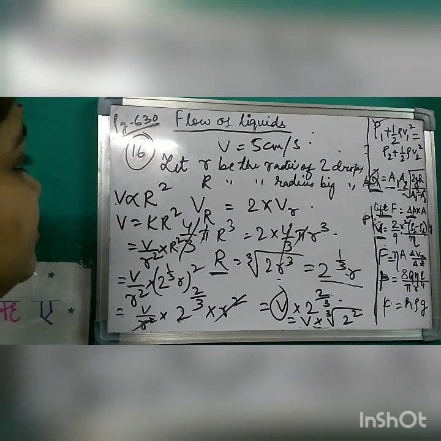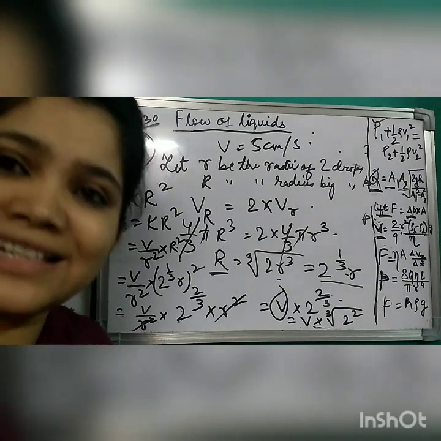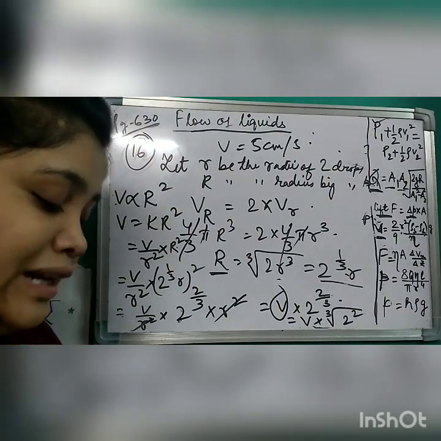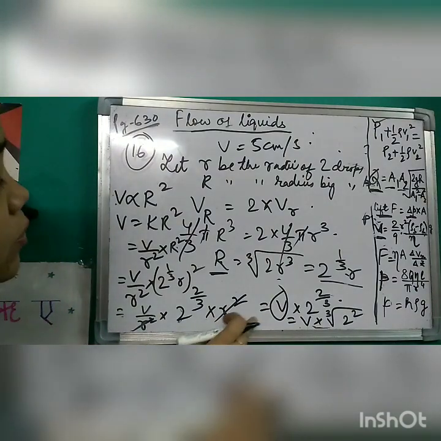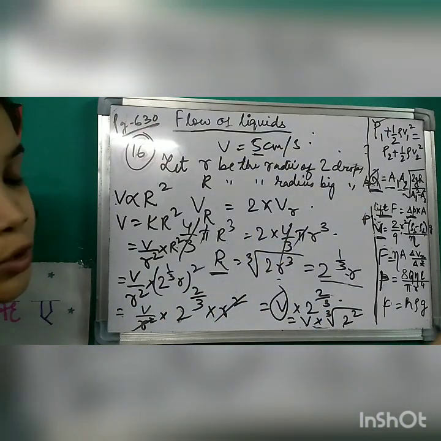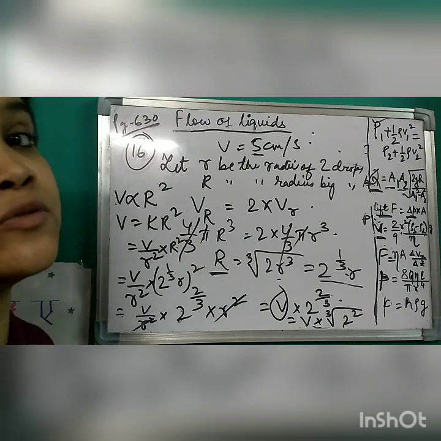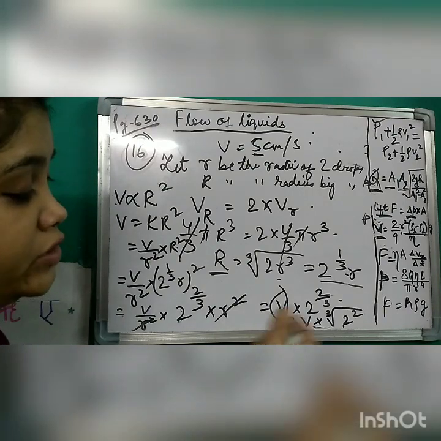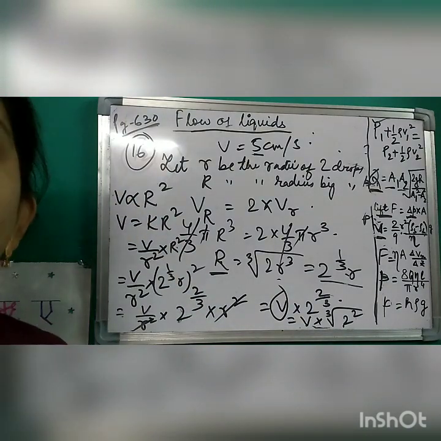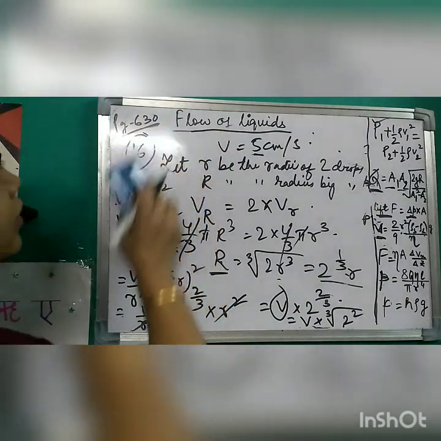Now, sum number 17 is also the same type. Instead of 2, some other value is given. So please complete this sum. Put the value of V, which is 5, and 2 square is the cube root of 4. Find the cube root of 4 by using your scientific calculator. Put it, solve and get the answer, so you'll get the terminal velocity of the bigger bubble or bigger drop.